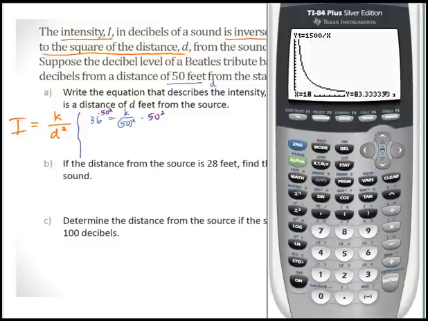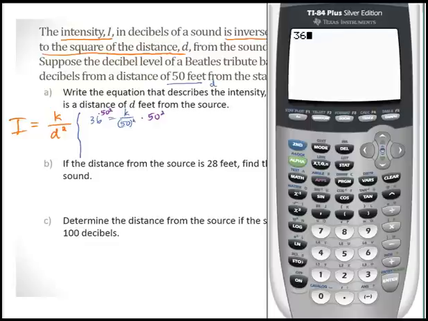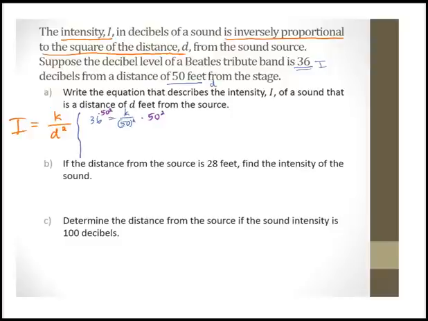Use the calculator here. 36 times 50 squared is 90,000. So 90,000 is k, and so my model then would be that the intensity is 90,000 divided by the distance squared.